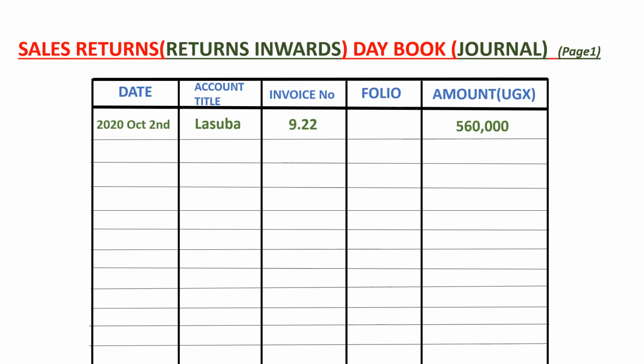The column for note number, we are simply writing in credit note numbers. So definitely Lasuba's account is in sales ledger page 1. So that's the end of that transaction. Let's go to the next transaction.